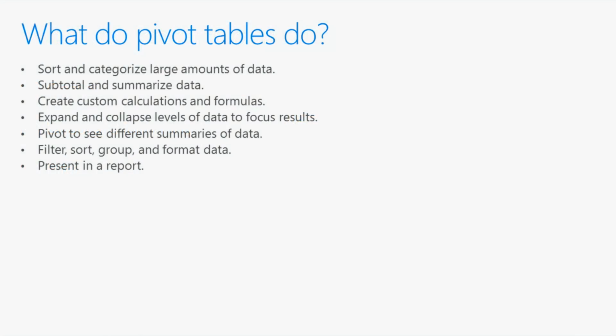So what exactly do pivot tables do? Pivot tables are great if you want to sort and categorize a large amount of data. Now, you don't have to have a large amount of data for pivot tables, but a lot of times when people make pivot tables, they do have quite a bit of data. You can do things like total and summarize your data. You can calculate. You can expand and collapse areas of the table.